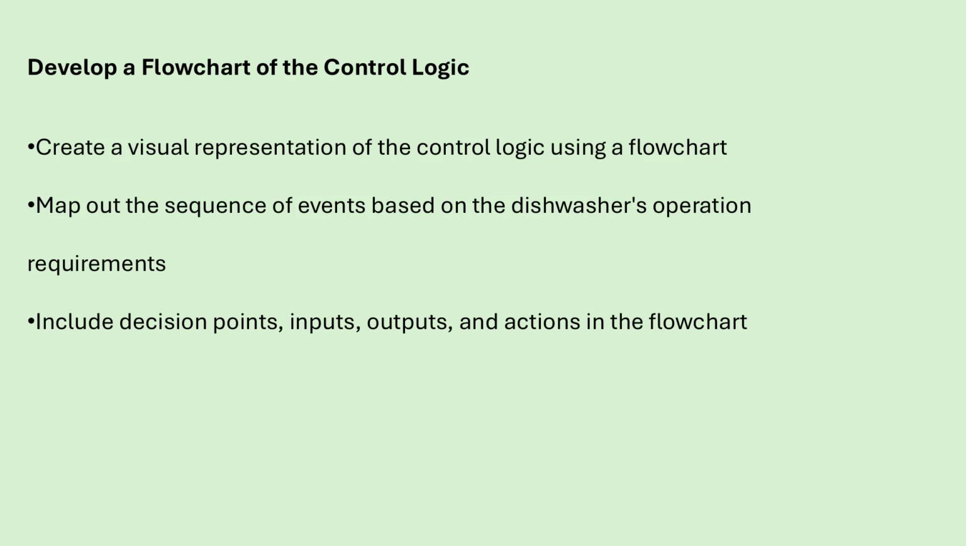Include decision points. Add branches in the flowchart where decisions must be made based on inputs. For instance, if the water temperature reaches a certain point, the heater turns off and the wash cycle begins.